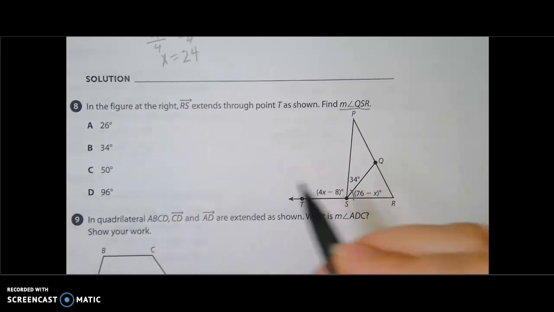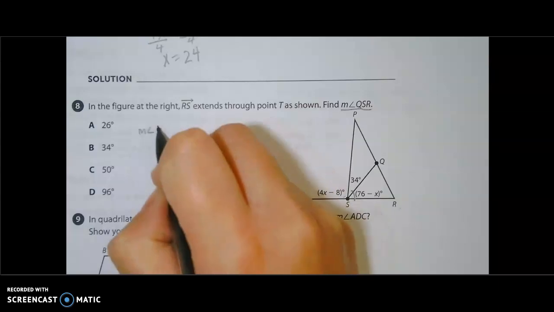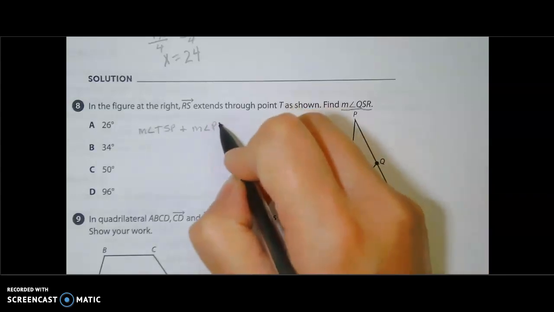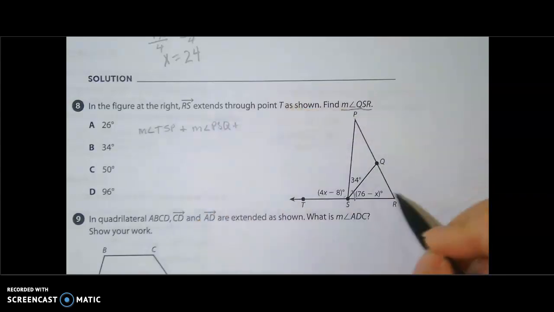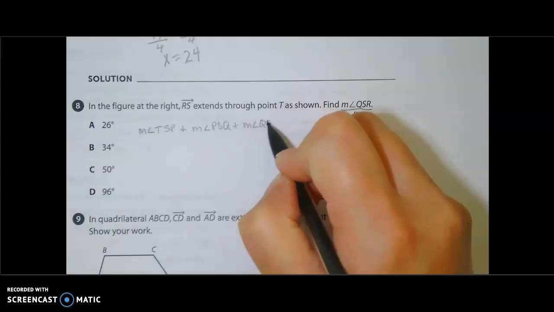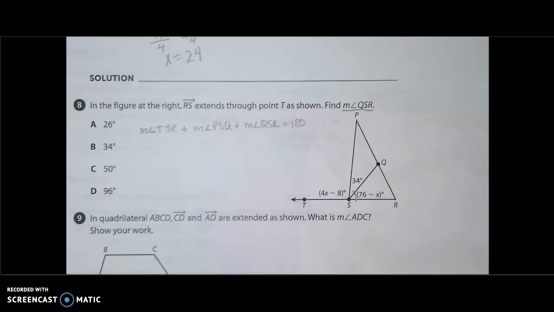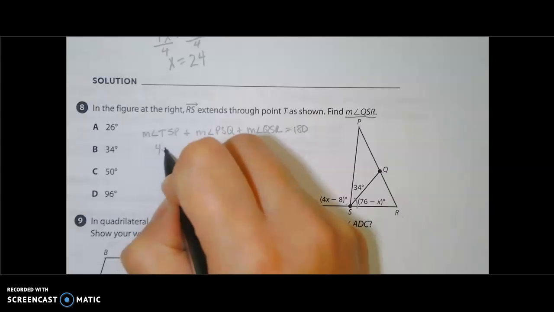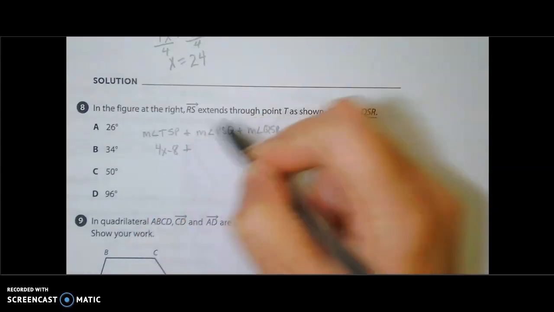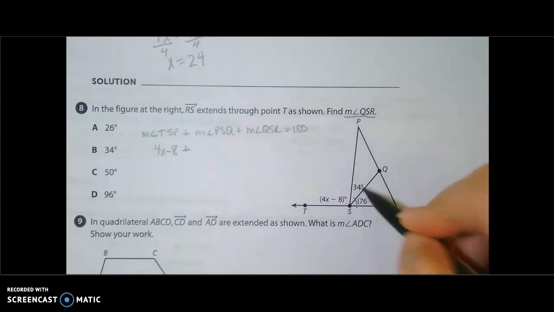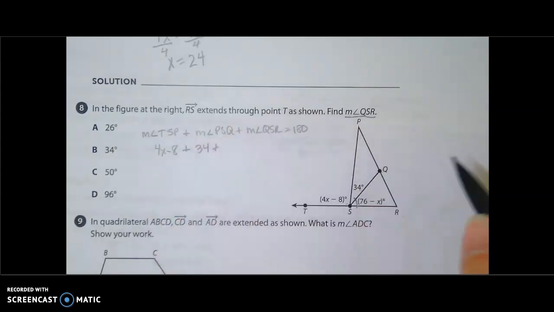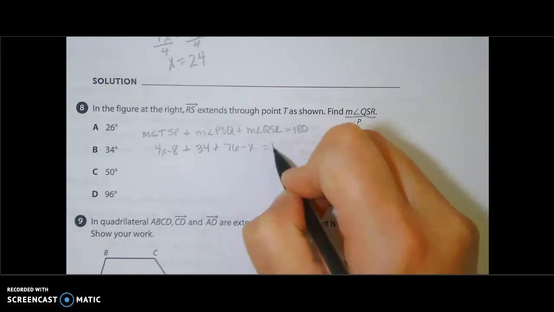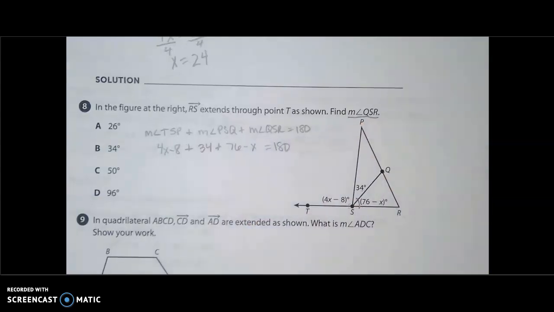And if that's 180 degrees, then the measure of angle TSP plus the measure of angle PSQ plus the measure of angle QSR is going to equal 180 degrees because they're going to create that straight angle. I know that TSP is 4x minus 8, so I'm going to do 4x minus 8 plus, and then PSQ is 34, so plus 34 plus, and then QSR is 76 minus x equals 180 degrees. So that's how I'm setting up my equation.